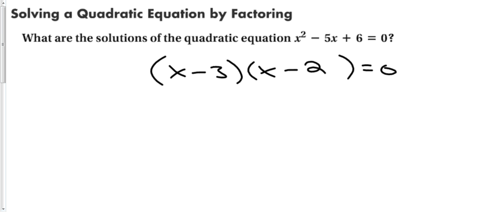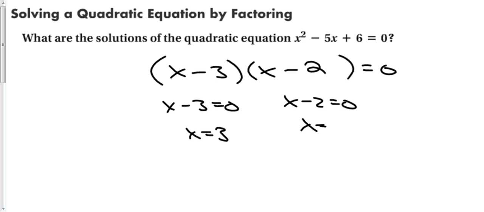Now, because of the zero product property, one of those two terms must be equal to 0, which means that x minus 3 has to be equal to 0, or x minus 2 has to be equal to 0, which means that x is going to be equal to 3, or x is going to be equal to 2. And so those are my two answers. Those are the two places where this parabola crosses the x-axis, at 3 and at 2.